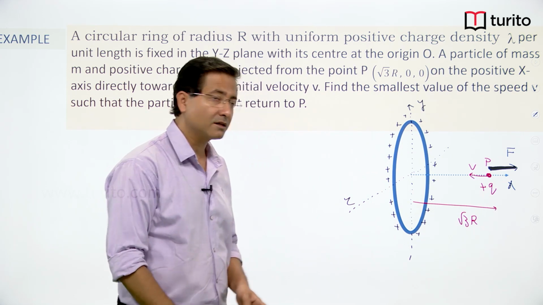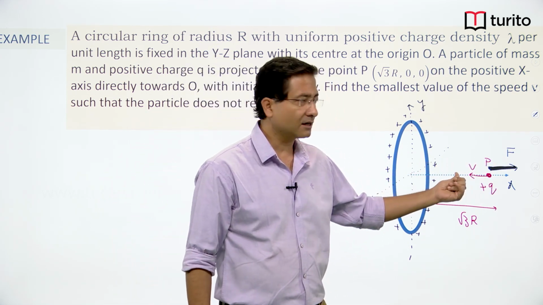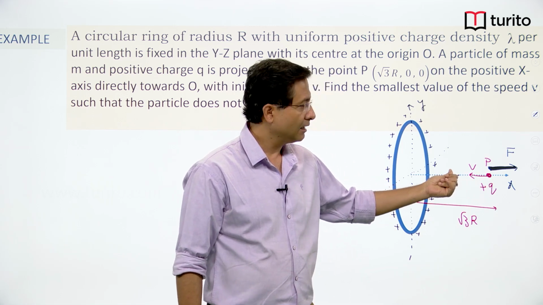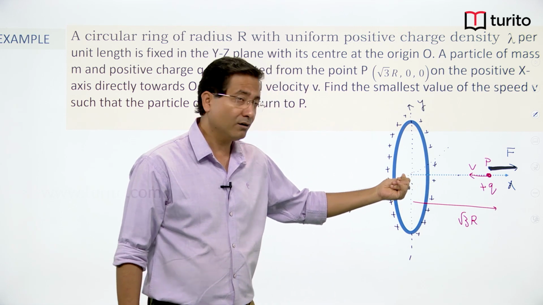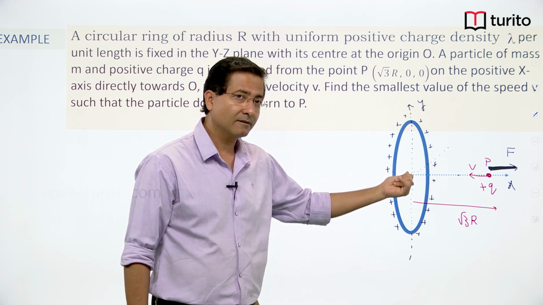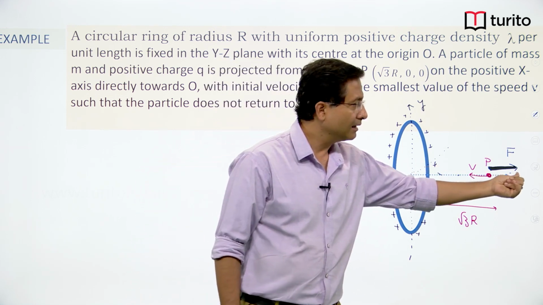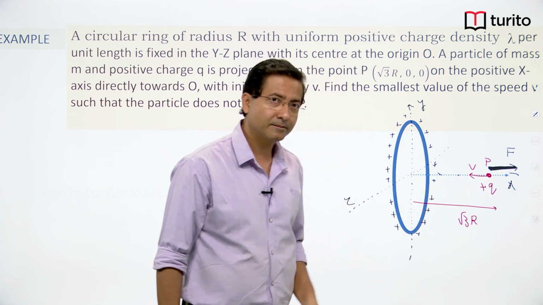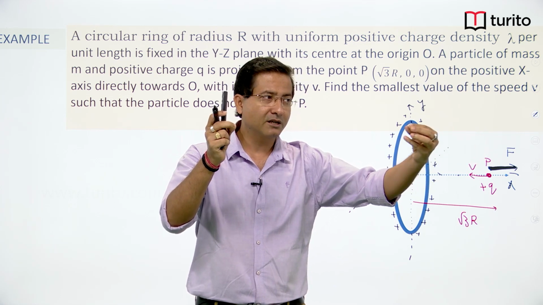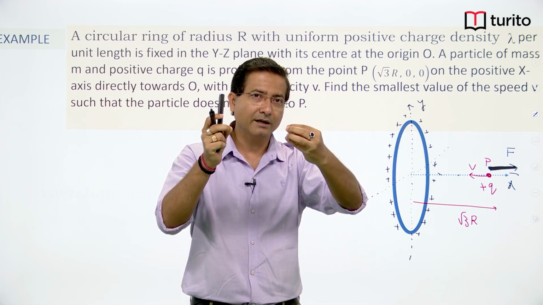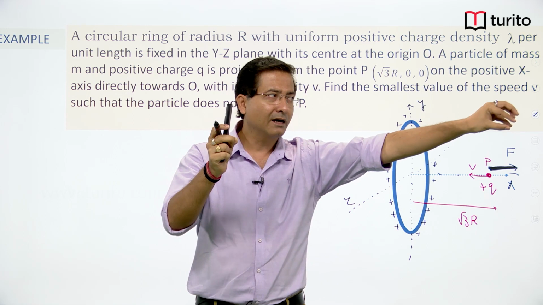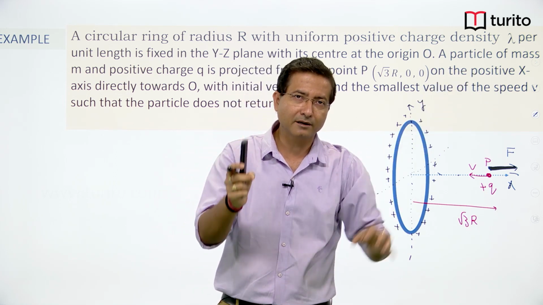So as force is in this direction and velocity in this direction, velocity keeps on decreasing, and if velocity becomes 0 before reaching the origin, then the particle will take a U-turn and again pass through this P point. The particle is thrown towards the center of the ring, velocity keeps decreasing. If velocity becomes 0 somewhere here, as force is still in this direction, then the particle will take a U-turn and move in this direction and pass through point P again.